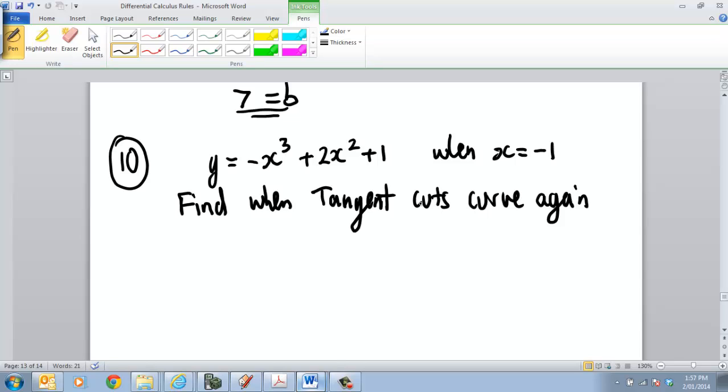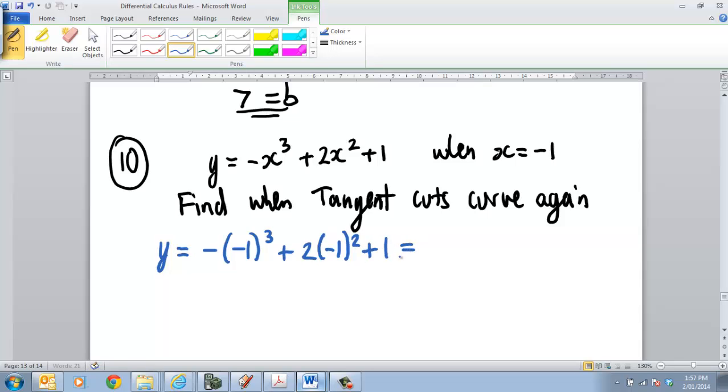So the steps that we probably need to do first of all, if we're going to find when the tangent cuts the curve again, is we probably have to find the equation of the tangent, which we've done plenty of, but let's just go through the points. Obviously, the first step is I need to find my point where it cuts the curve. So y is equal to negative 1 cubed plus 2 times negative 1 squared plus 1. If I work that all out, that works out to be 4. Okay, so therefore the point at which we're finding the equation of the tangent is in fact at negative 1, 4.